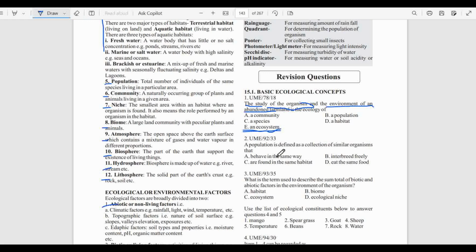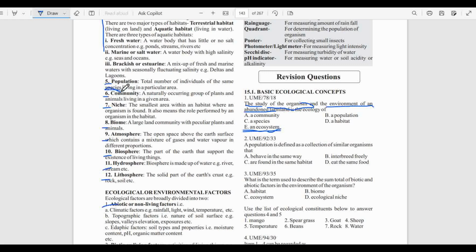Question number 2. A population is defined as a collection of similar organisms that A, behave in the same way, B, interbreed freely, C, found in the same habitat, and D, eat the same food. If you go back to the definition we have here, the total number of individuals of the same species in a particular area, same species.